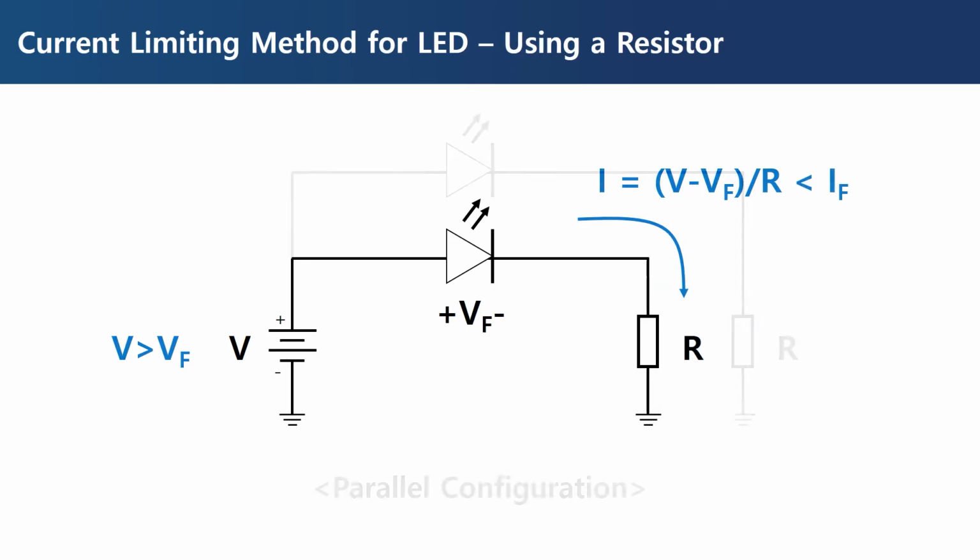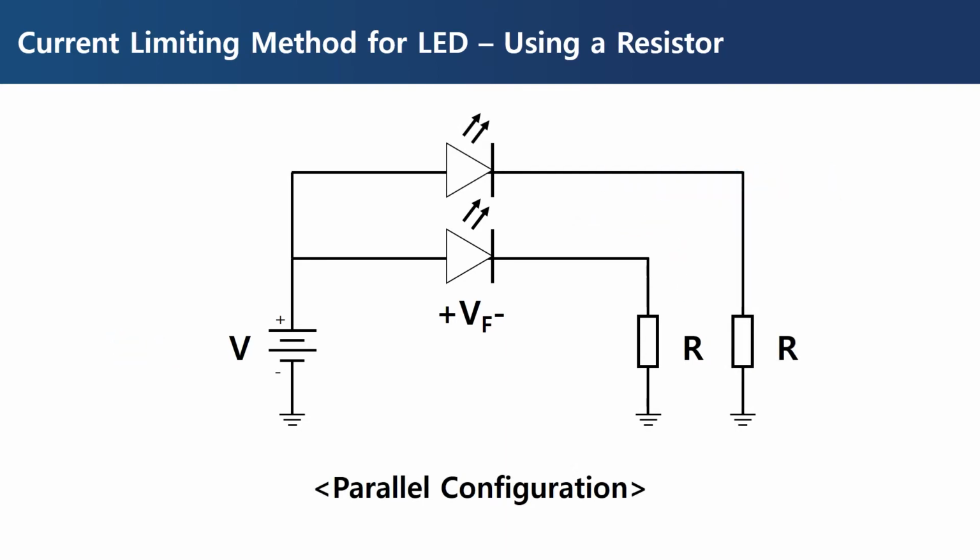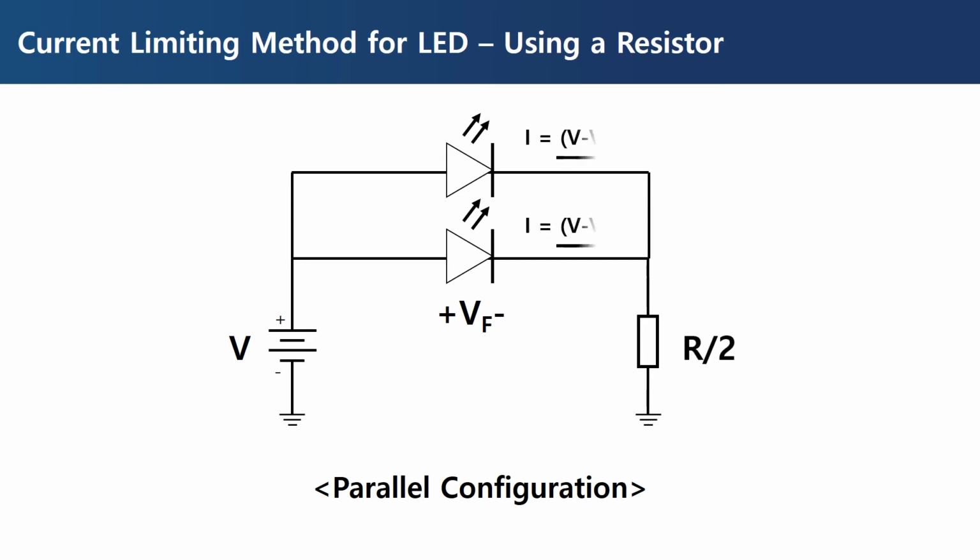The same formula can be applied to this circuit, configured in parallel. In the parallel configuration, the voltage applied to each LED is the same, so when a resistor is used for each branch, the previously reviewed formula can also be applied. Now let's see what happens when we use a common resistor for both branches. In this case, the resistance value should be reduced by half, if you want the same amount of current as before to flow through each branch.